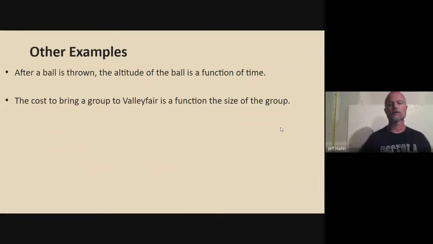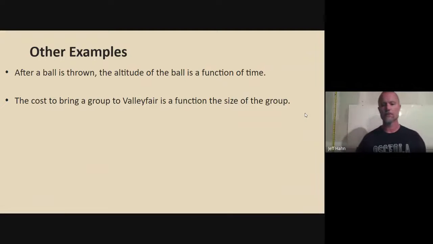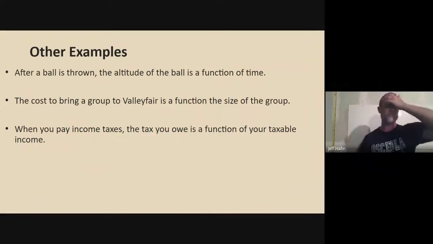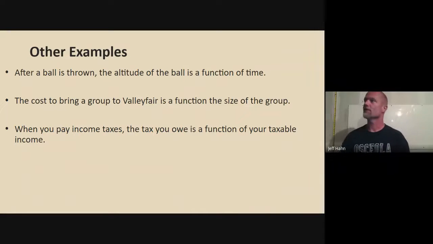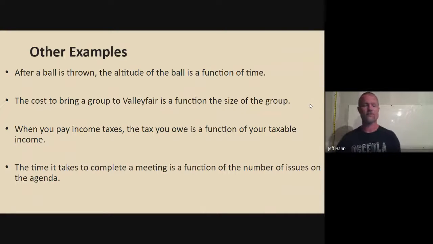The cost to bring a group to Valley Fair is a function of the size of the group. So if we choose to bring 50 people or 100 people, that's going to change the cost to bring the group. When you pay income taxes, the tax that you owe is a function of your taxable income. So it's not really a decision in that case, but different people with different incomes, that's the input, and that tells you how much tax they're going to have to pay. It affects the tax you have to pay.